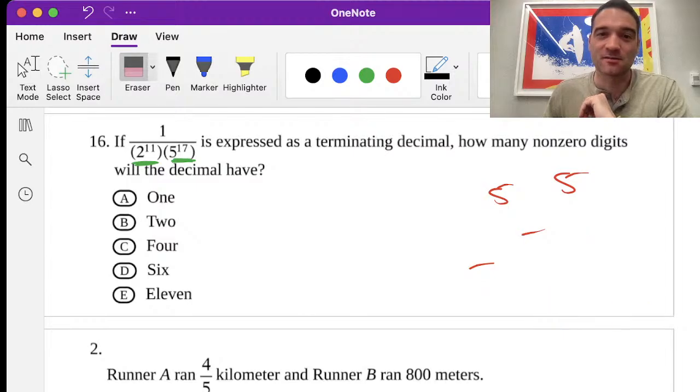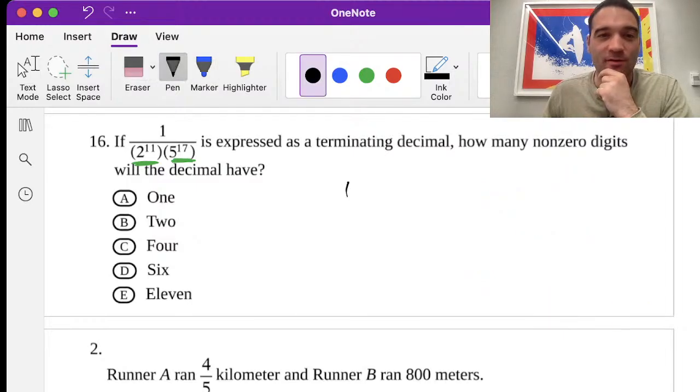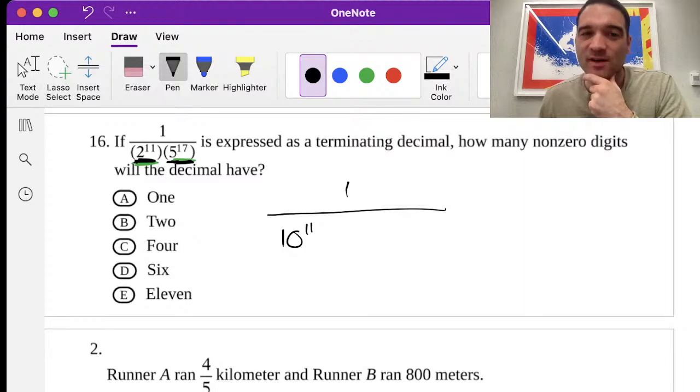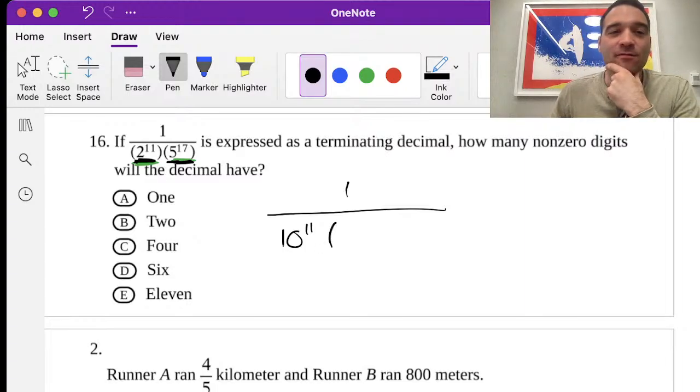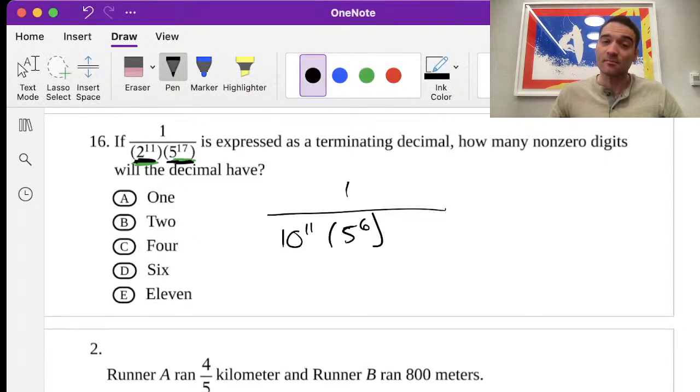I'm going to erase all these. So just to catch up on everything that we have here, we have 1 over 10 to the 11. I matched 11 of these 2s and 11 of these 5s to each other. And then I have 5 to the 6 left over, right? Because there were 6 5s that I haven't used yet.